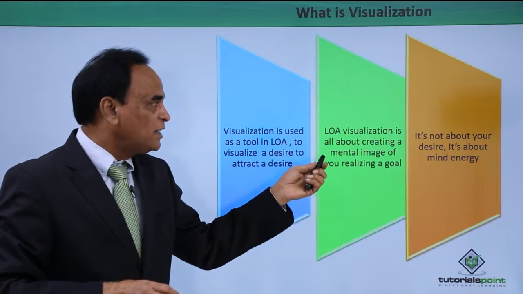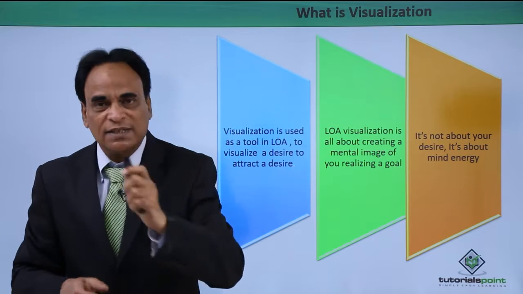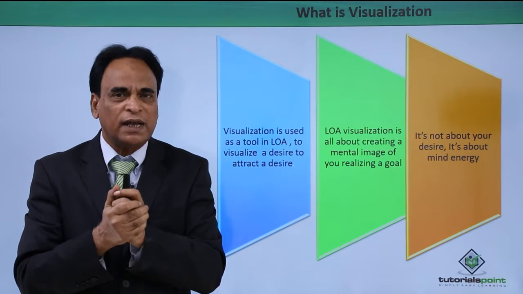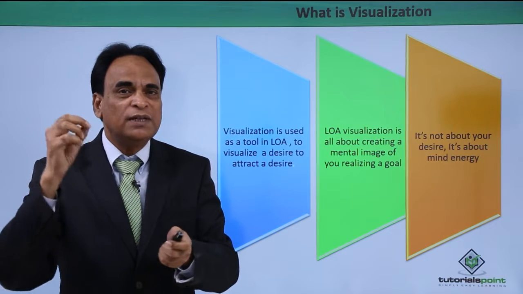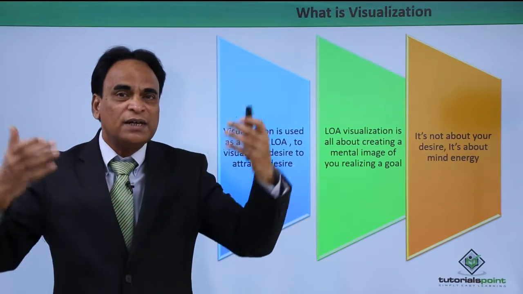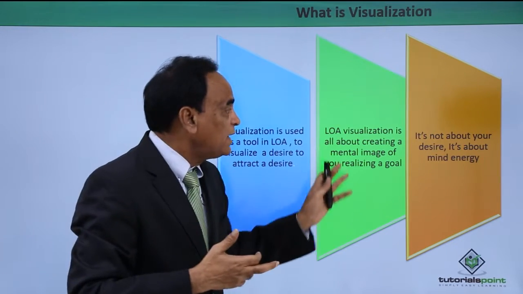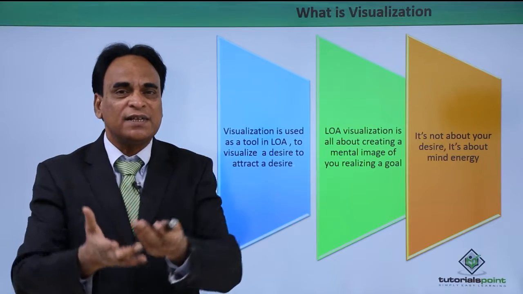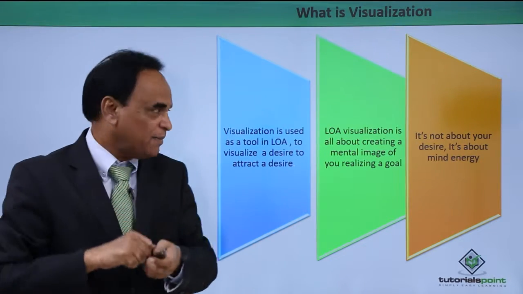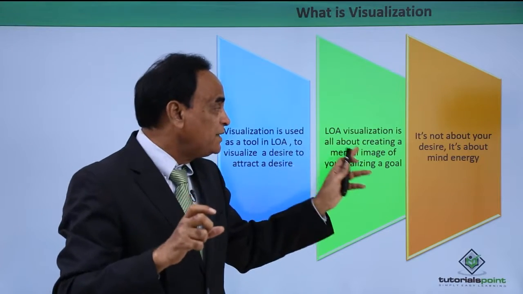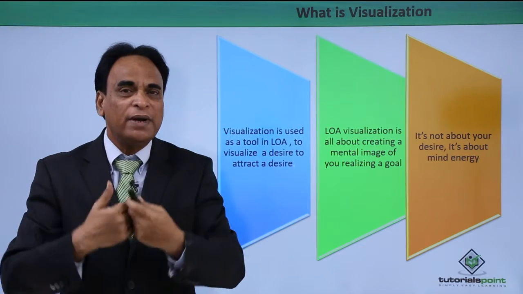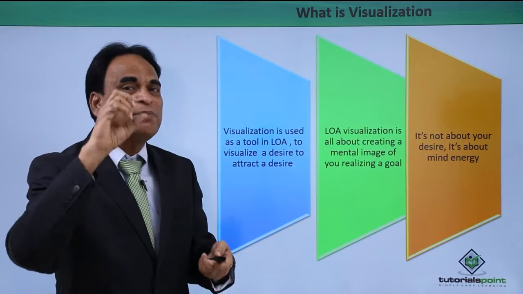Law of Attraction visualization is all about creating a mental image of you realizing a goal. If you have a goal, let's say 6 months after you are going to write an important exam, if you pass that exam, you will get a great job, the dream job that you always wanted. So what you are doing right now is creating a mental image of that goal in your mind by visualizing it. You are going to get the dream job of your life by writing this exam and passing it. You are creating a mental image of something that is going to happen, which is basically your goal.